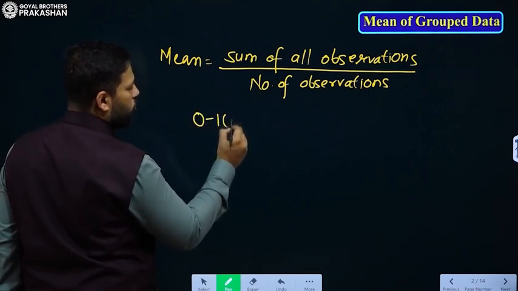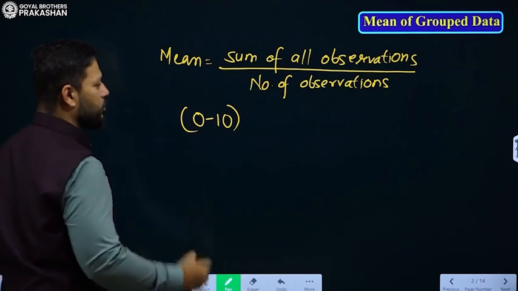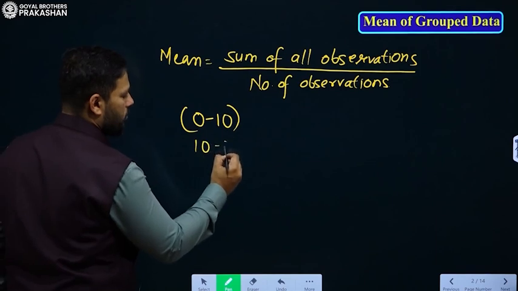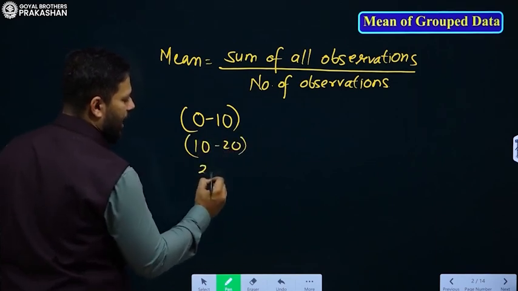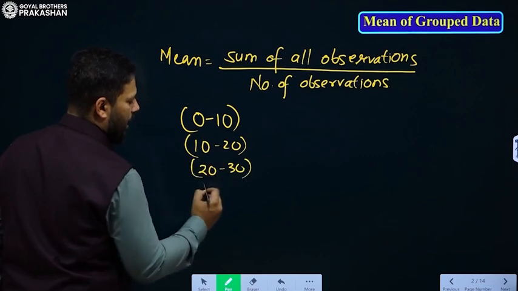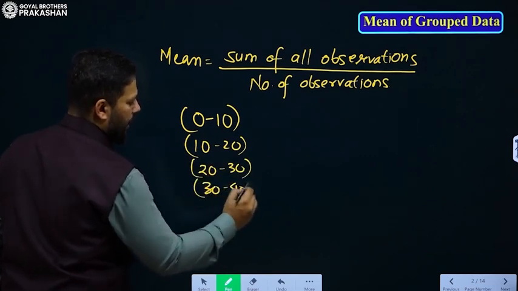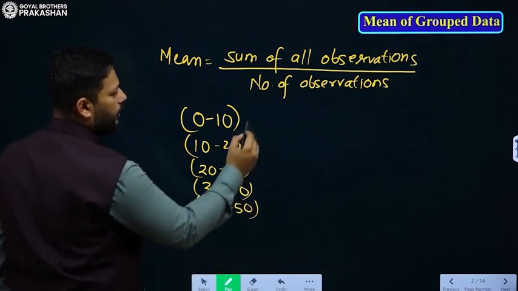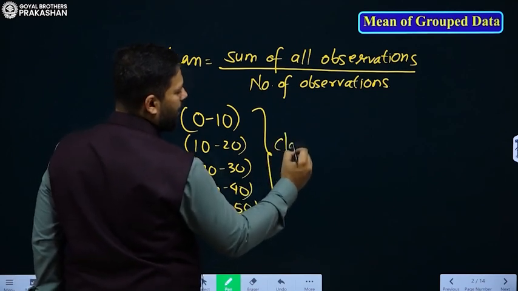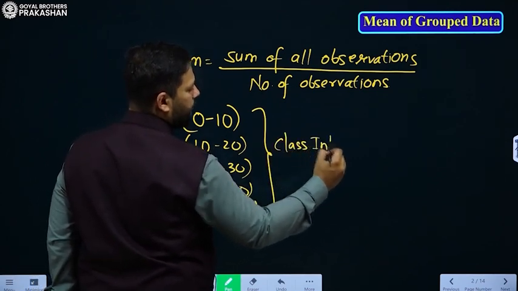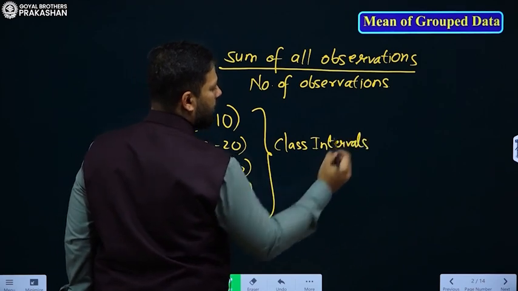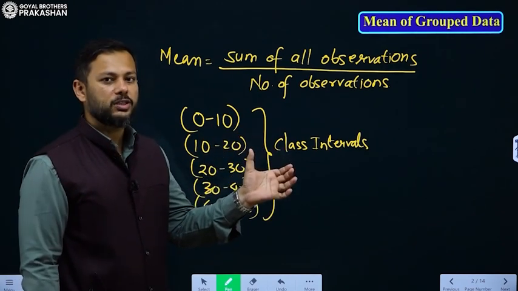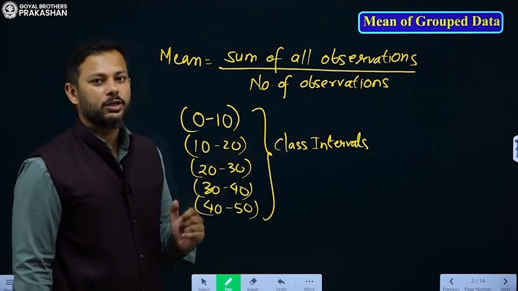Like we can have the students which lie under the category of scoring marks between 0 to 10. Then we can have students which are scoring marks between 10 to 20. Then we can have 20 to 30. We can have 30 to 40. We can have 40 to 50 and so on till we reach till 100. So what are these? These are known as class intervals. These class intervals are those groups which we make to include the observations under a group. This makes our calculation easier.